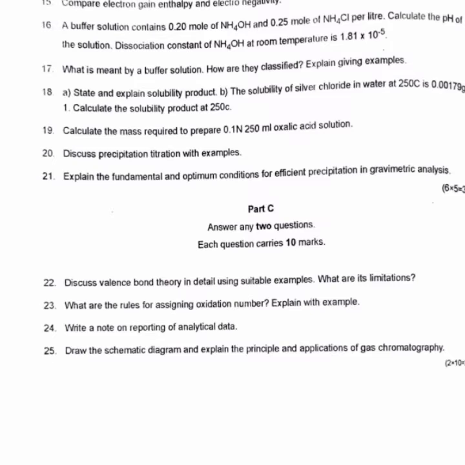Part C. 22. Discuss valence bond theory in detail using suitable examples. What are its limitations? 23. What are the rules for assigning oxidation number? Explain with examples. 24. Write a note on lithic data. 25. Draw the schematic diagram and explain the principle and application of gas chromatography.